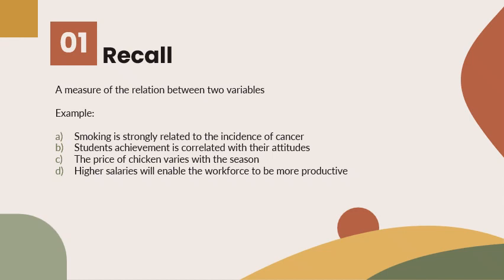And let's take a look at the first example, which is smoking and the incidence of cancer, or the chance of getting cancer. The more cigarettes you take, the higher the chance of getting cancer. So increasing the independent variable also increases the dependent variable. These two examples are directly proportional to each other.